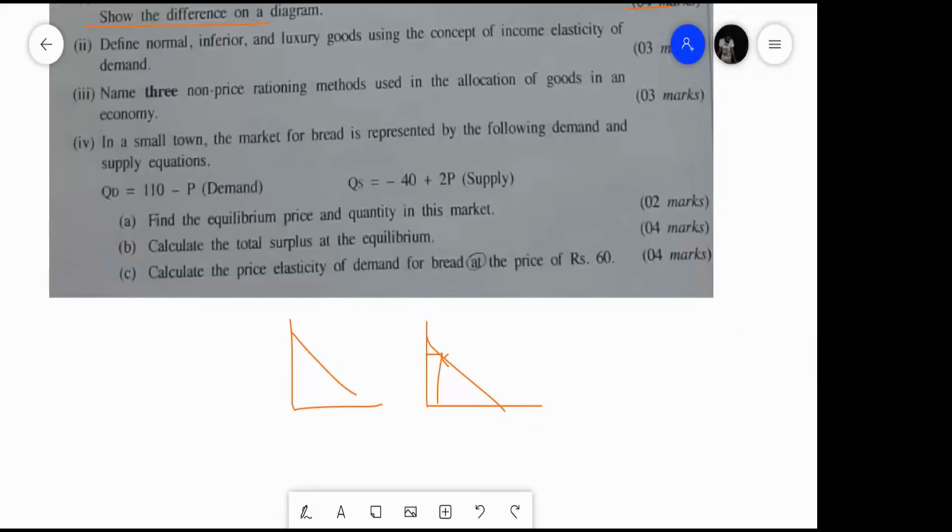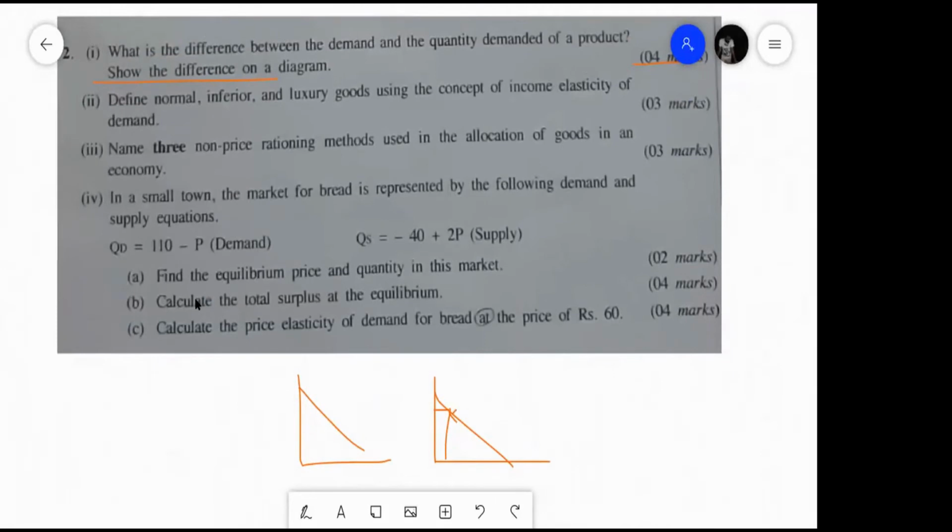So mostly theories have been questioned. Yeah, there are theory questions and there is a small sum also though. There is a 10 mark sum. Yeah. Okay, so that is what you write for the first part.